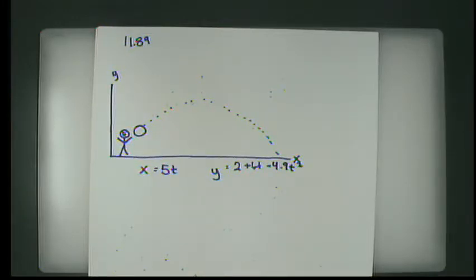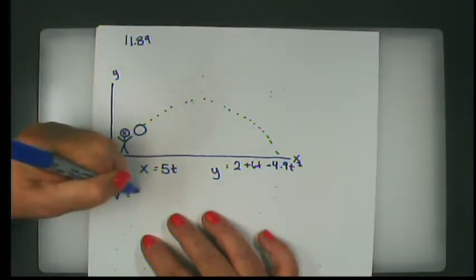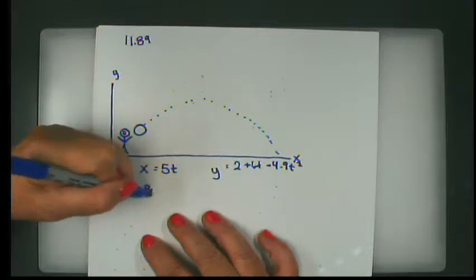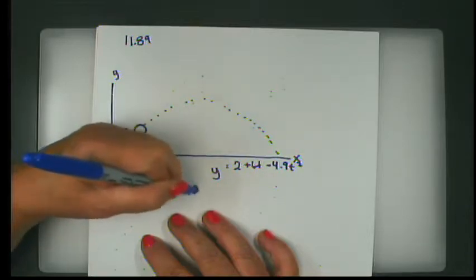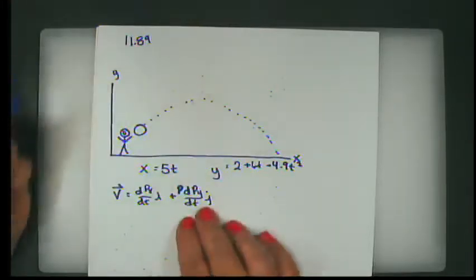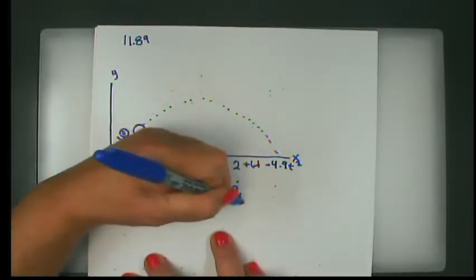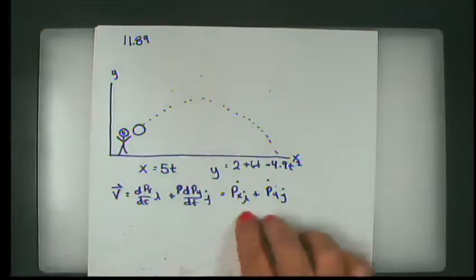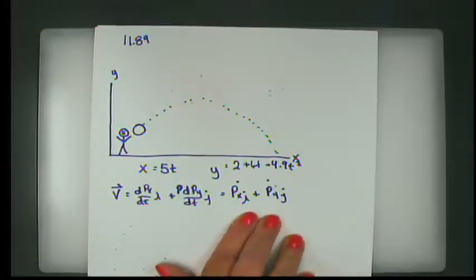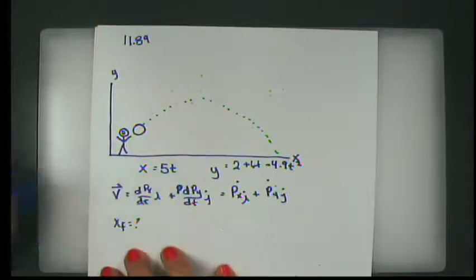Determine the velocity at t equals 1 second. And the velocity, remember, is a vector. So that's going to be dPx/dt i plus dPy/dt j. But I want that at 1 second. So I could say P sub x dot i plus P sub y dot j, a little bit easier notation. And then I want that at 1 second. And the horizontal distance that the ball travels before it hits the ground, which I would call x sub final. Right?